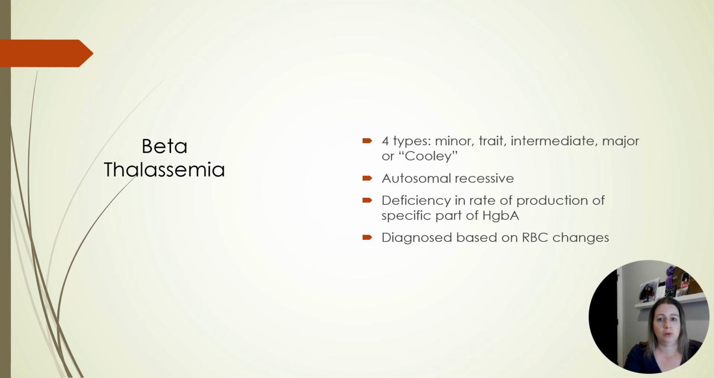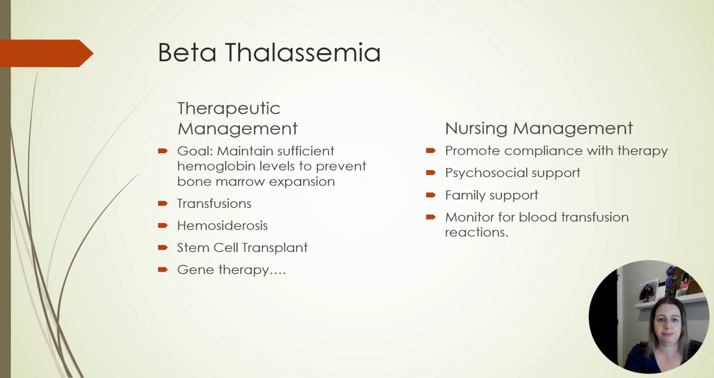Lab tests will show low hemoglobin, usually less than 7 grams per deciliter, and a test called hemoglobin electrophoresis will show the absence of the beta globin chains. There are 4 main types, but the most common is beta thalassemia major or Cooley anemia. Manifestations of beta thal include typical signs of anemia, pallor, feeding problems, poor weight gain, irritability, possible developmental delays.